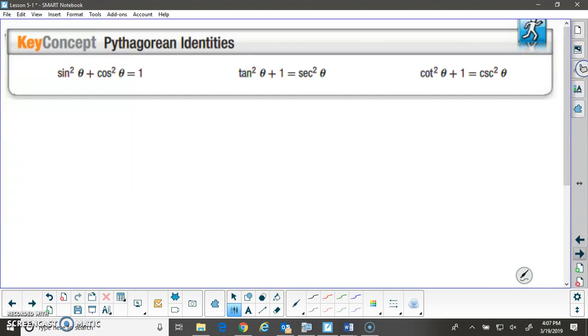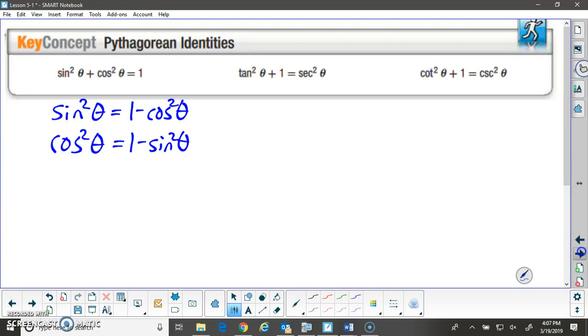Now, the next set of identities we're going to talk about are called the Pythagorean identities. So you're going to need to add these onto your note card. We have sine squared of theta plus cosine squared of theta equals 1. And underneath that on your note card, I'd like you to write sine squared of theta equals 1 minus the cosine squared of theta. You can see all I did was I moved the cosine squared to the right-hand side of the equation. And similarly, we can write down cosine squared equals 1 minus sine squared.